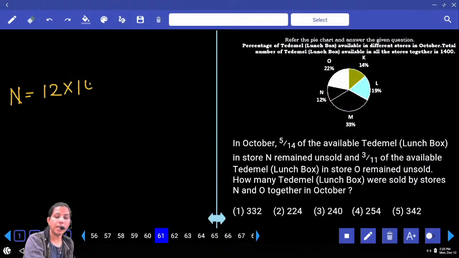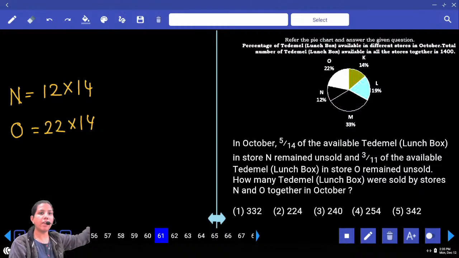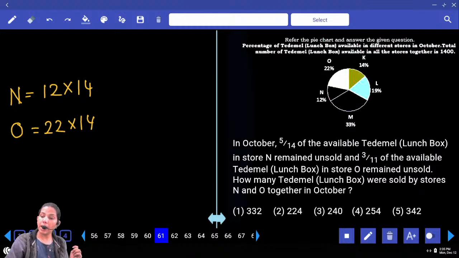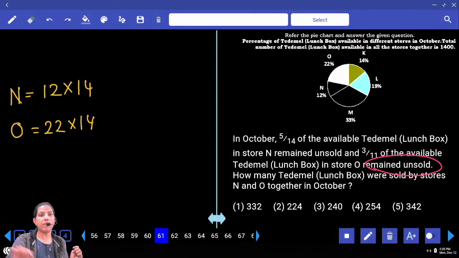14. Okay, next. And 3 by 11 of the available Tedmill of store O. O how much percent? What is 1% value? 14. So these are the total number of available N and available O. ఇవన్నీ అవైలబుల్ ఇప్పుడు మనం రాసింది. బట్ వాట్ ఈస్ ద క్వశ్చన్? రిమైన్ అన్సోల్డ్. ఇది నేను ఫైండ్ అవుట్ చేయాల్సింది.